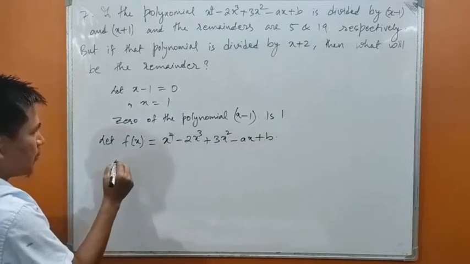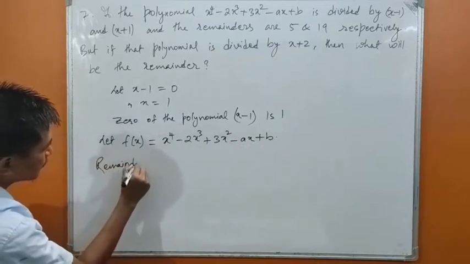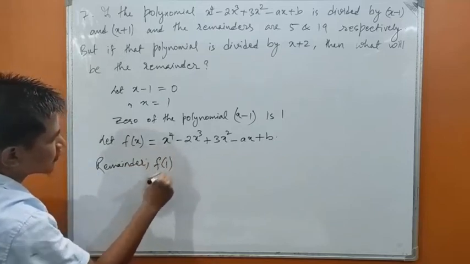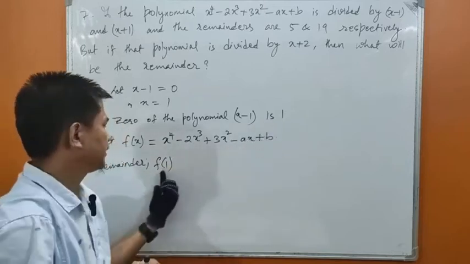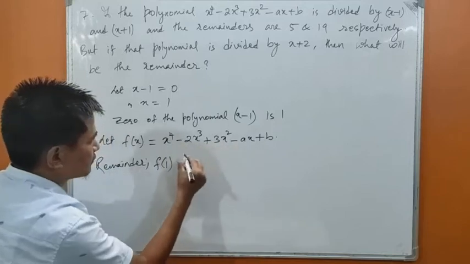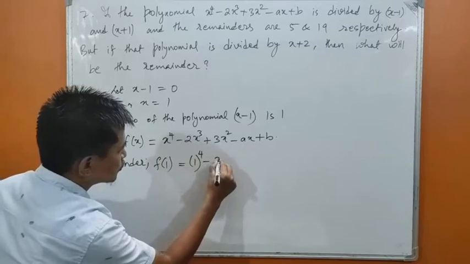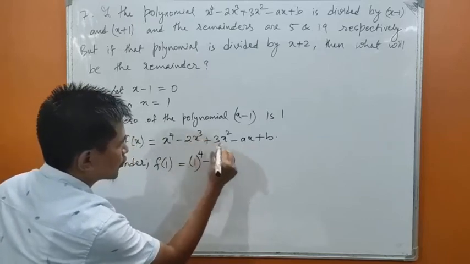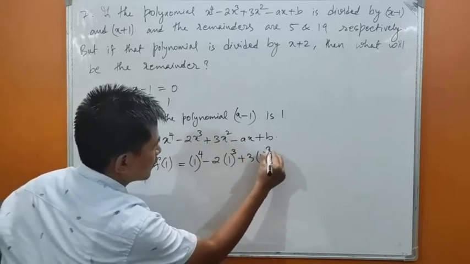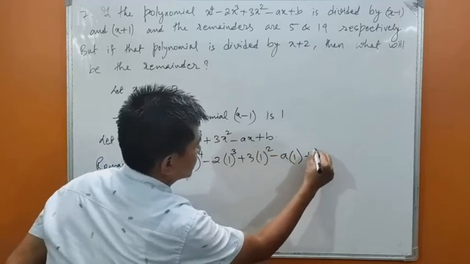Okay, now the remainder will be, we know that we have done many sums, isn't it? The remainder will be f(1). So we put 1 instead of x in this expression. x is 1, so 1 to the power 4 minus 2, x is 1, 1 cubed, plus 3, x squared means 1 squared, minus a into x means 1, plus b.